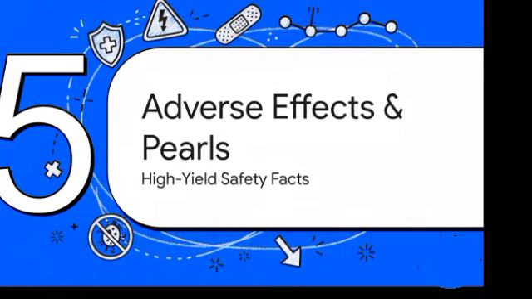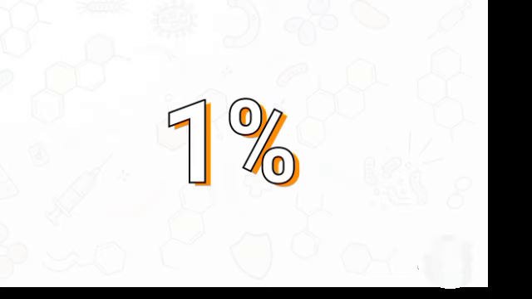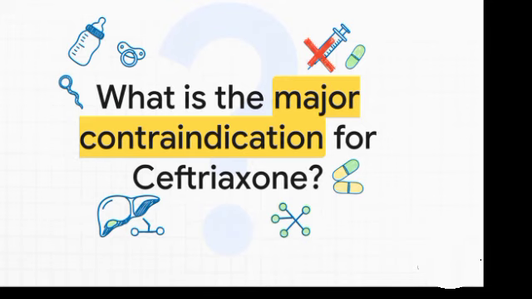Okay, now for the final piece of the puzzle, safety. These are the high-yield side effects and clinical pearls that you absolutely must have on lockdown. First up, the question everybody asks, what about penicillin allergies? Well, there is a 5 to 10% cross-reactivity risk. And the modern way to think about this is, if a patient had a mild rash, you can often use a cephalosporin cautiously. But, and this is a big but, if the patient had true anaphylaxis to penicillin, you avoid them completely. No exceptions.